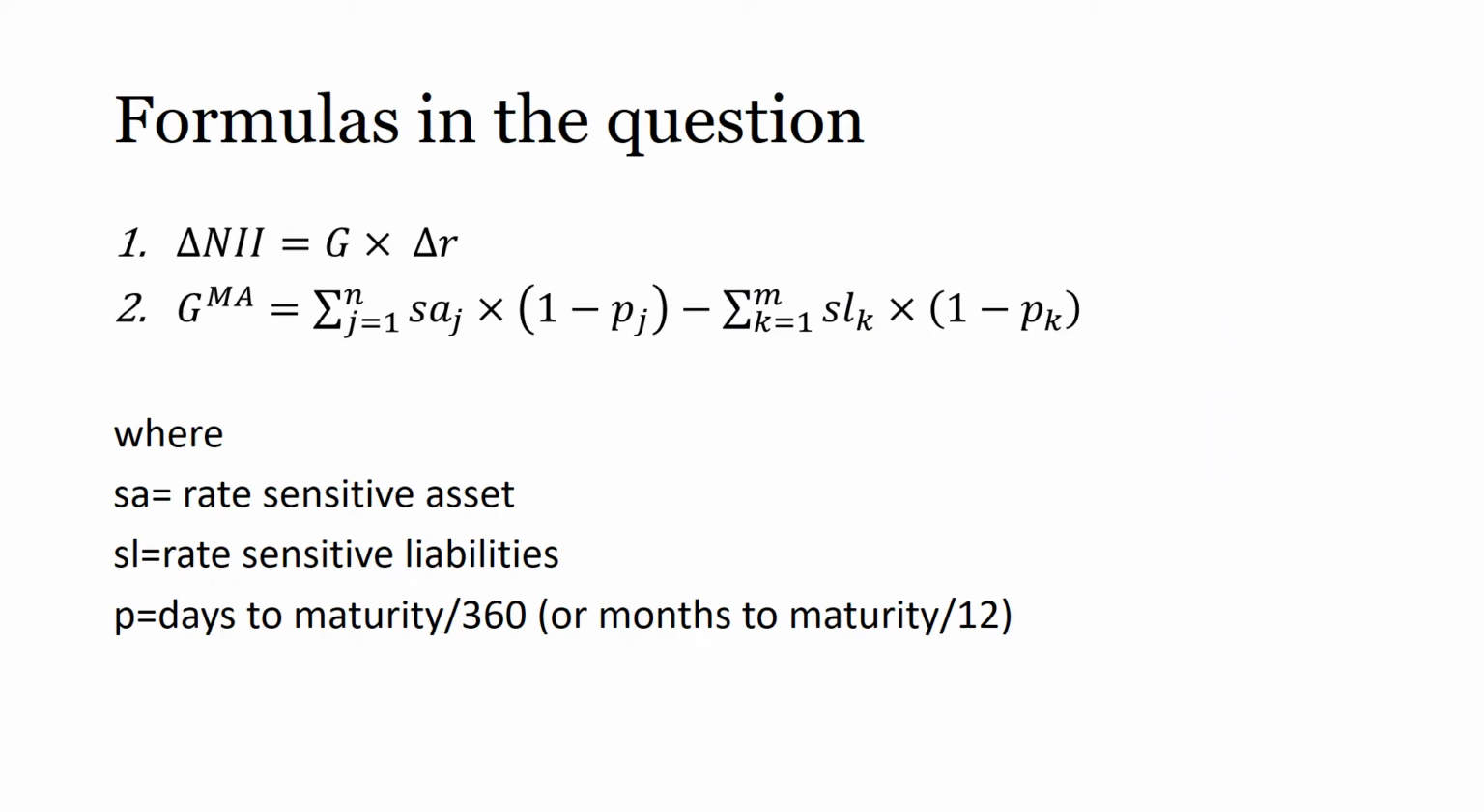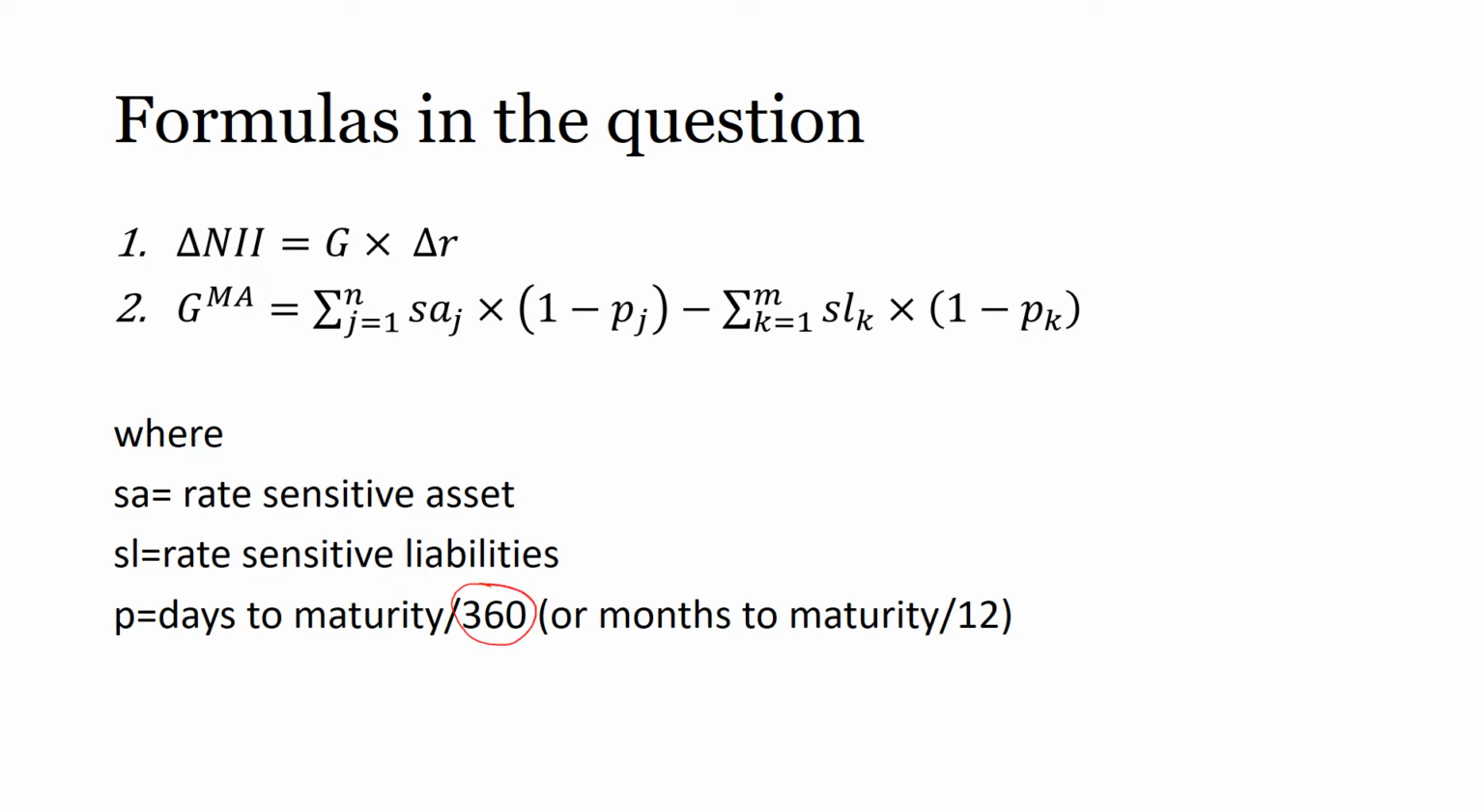You are given 2 formulas in the question. The first formula that is given to you is to answer the first question, which is the basic gap. The change in the net interest income is equal to the gap times the change in interest rate. And the second one is a complicated formula that I'll explain later in these slides. You also have the explanation of some symbols. So SA is the rate sensitive asset, SL rate sensitive liabilities, and P is days to maturities divided by 360.